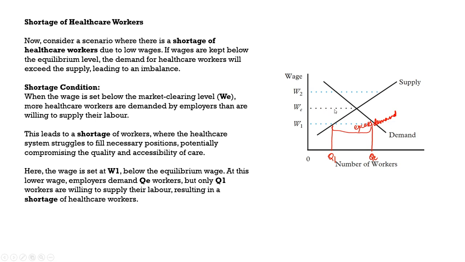So, when the wage is set below the market clearing level, which is WE, let us say wages are set at W1, then at this lower wage, employers are demanding OQE number of workers, but the supply in the market is OQ1. So, this difference, the distance between Q1 and QE, gives us the shortage of healthcare workers.